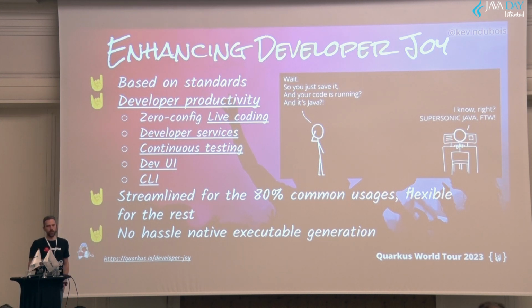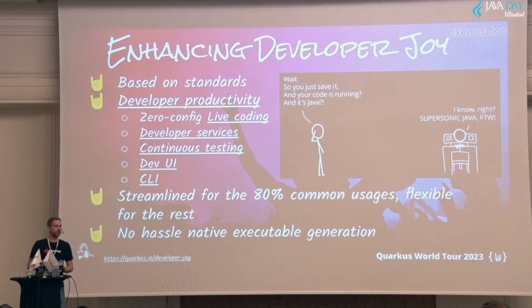Because Quarkus, well, first of all, it's based on standards, so it uses your Java standards, Java EE standards, MicroProfile. And so there's not anything kind of spectacularly new. It's not all these crazy annotations that you have to start using. It uses the basic Java standards.